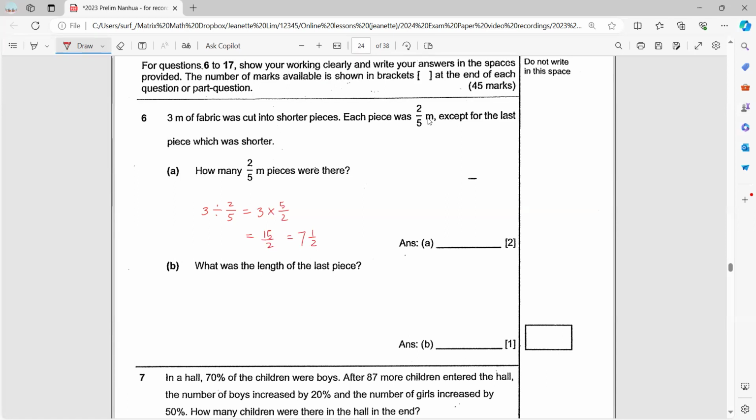There were at most 7 full pieces. How about the last piece? The last piece is not half a meter. This half represents half of a single piece. One single piece is 2/5 meters. So we are actually finding half of a 2/5 meter piece, which means you have to take half times 2/5. Simplify, divide by 2. So you get 1/5. 1/5 meter is the answer.